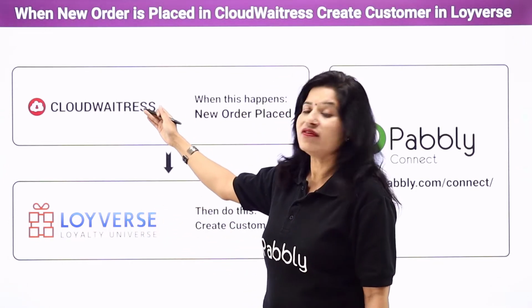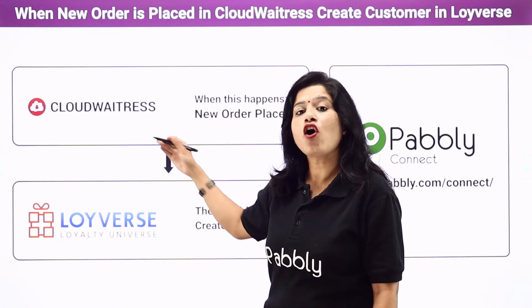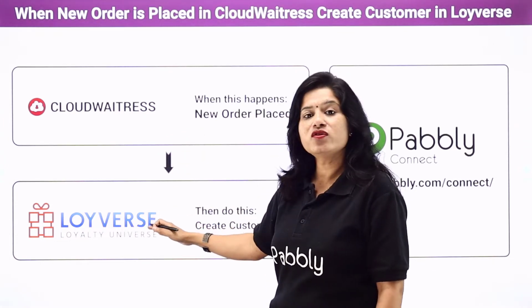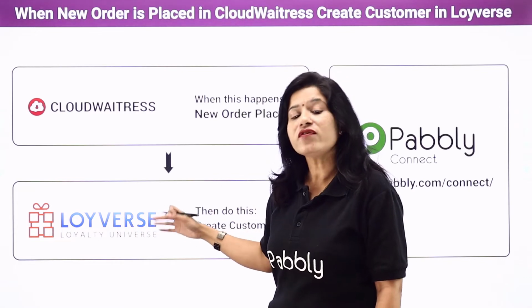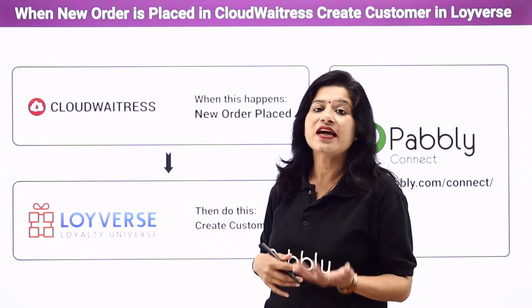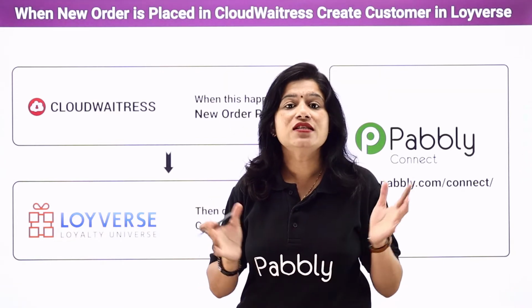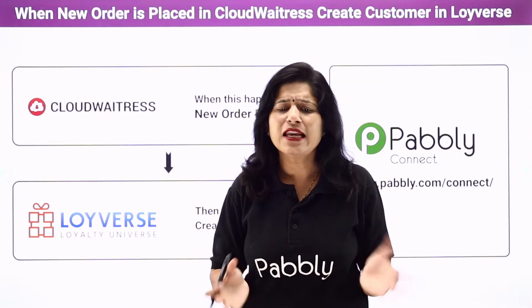The first application we are using is CloudWaitress, which is an online ordering system for restaurants. And the second application we are using is Loyverse, which is a point of sale application specially designed for restaurants, retail stores, and cafes to manage their sales and inventory, customers and employees.